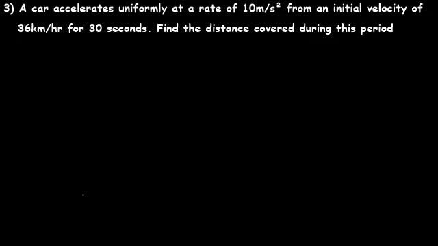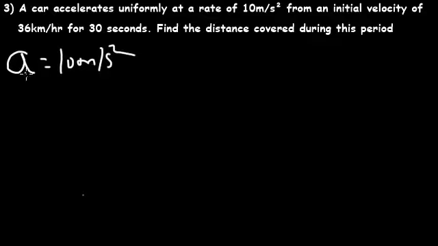A car accelerates uniformly at a rate of 10 meters per second squared from an initial velocity of 36 km per hour for 30 seconds. Find the distance covered during this period. So, let's begin. By the way, feel free to pause the video and figure this out yourself if you know what to do already. And after that, you can check if you got it right. So, we are given that it accelerates uniformly at 10 meters per second squared. So, a is 10 meters per second squared.